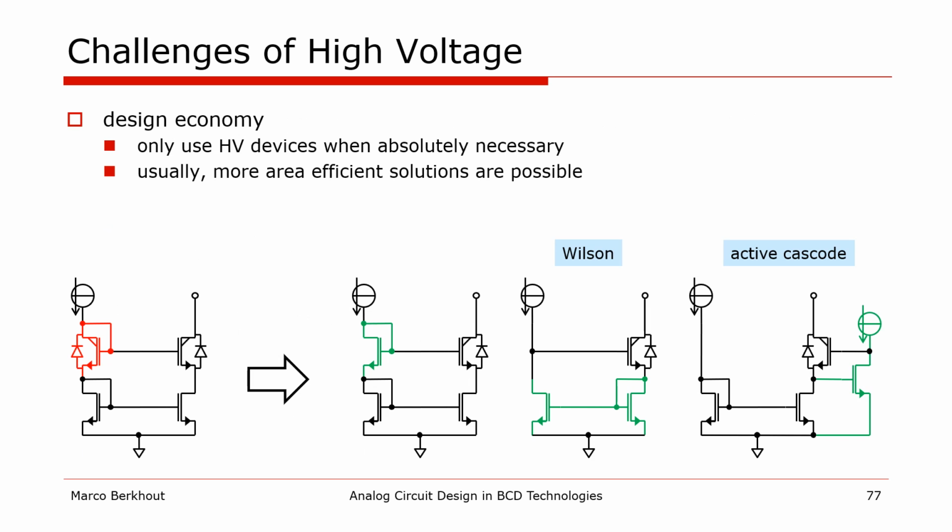As explained earlier, high voltage devices are relatively large and expensive and should only be used when absolutely necessary. For example, in the circuit on the left is shown a current mirror with a straightforward high voltage DMOS cascode. However, the diode connected input device does not really need a high voltage rating. Instead, we could replace it with a low voltage device or use a different topology that is more area efficient.